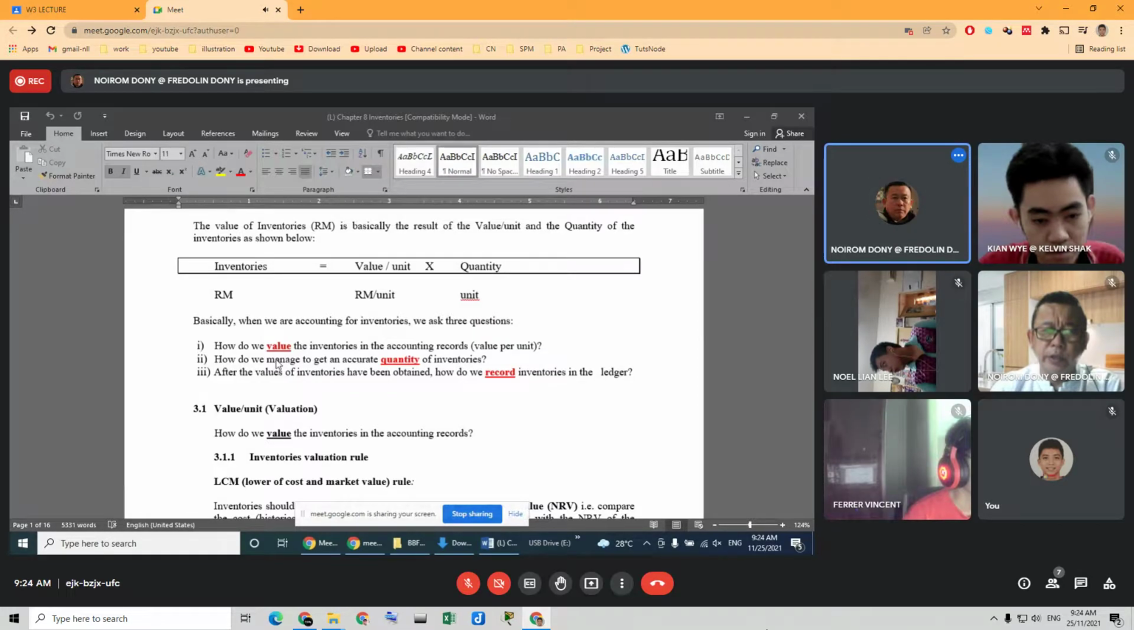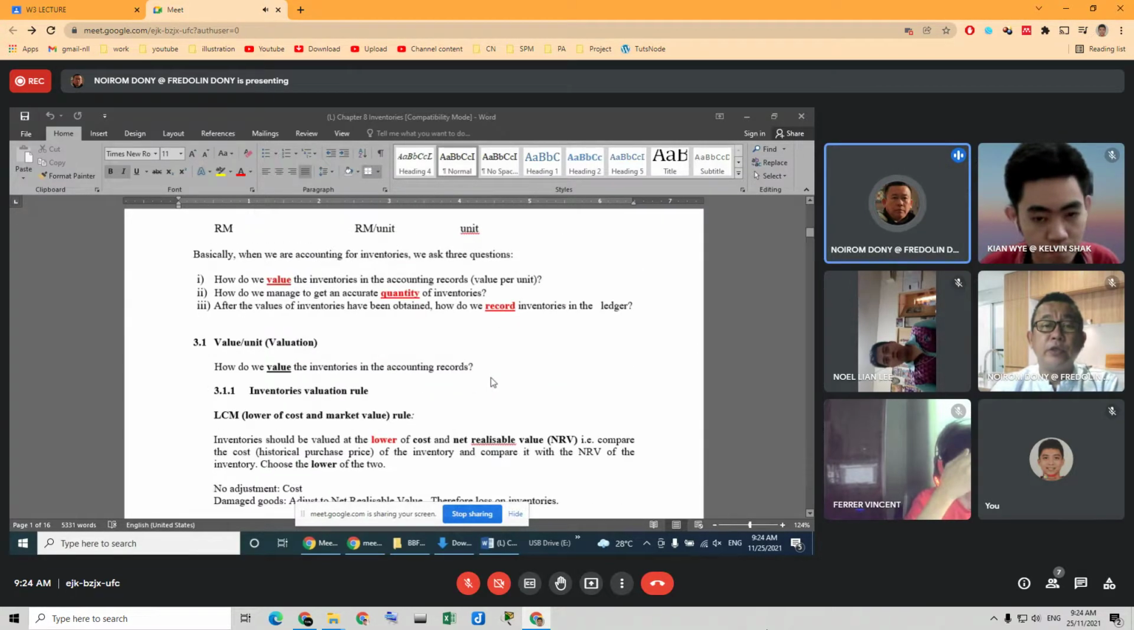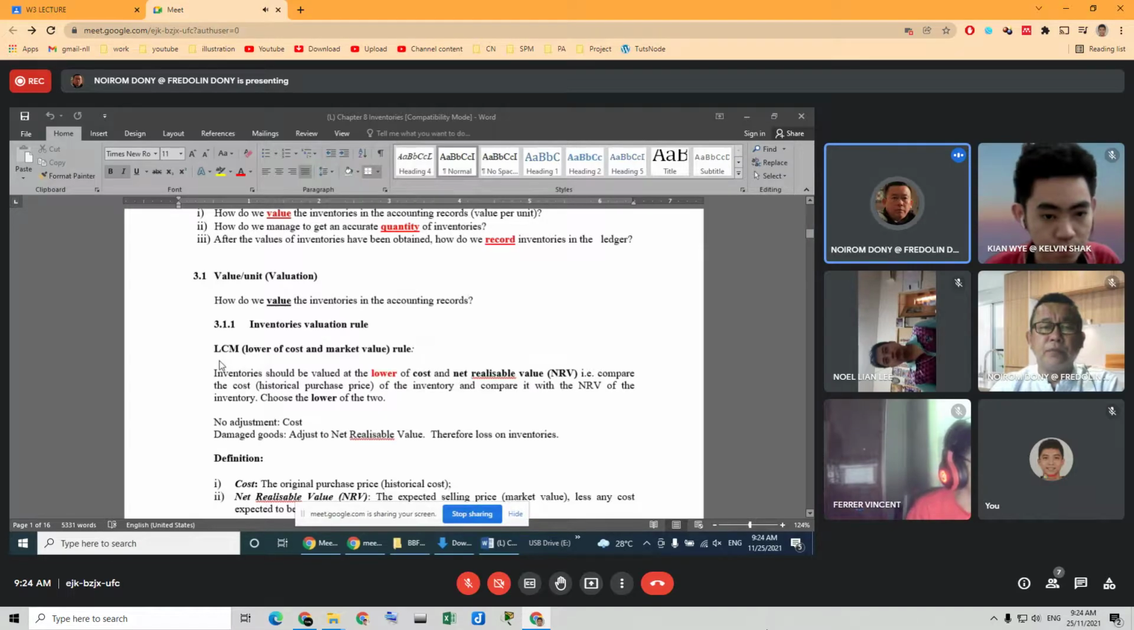First thing, we have to value the inventory. Now, how do we value the inventory in the accounting record? So we have the inventory valuation rule that is in line with the prudence concept, which is LCM. LCM stands for lower of cost and market value. Okay, that is the LCM rule. Lower of cost and market value.